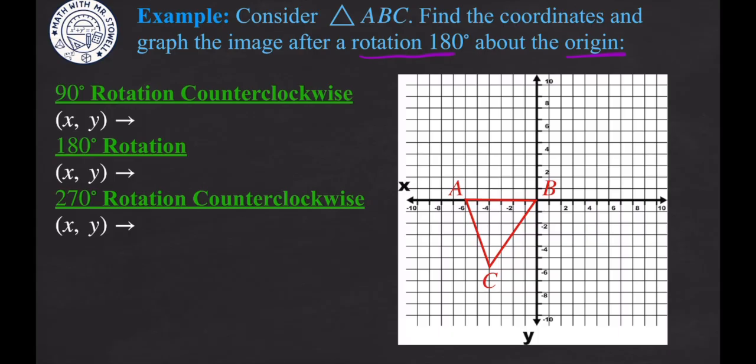Here are some rules that we have. For a 90-degree rotation going counterclockwise, so going this way around the circle, the rule is we put our y value, make it negative, and put it up front, and put our x value in the back.